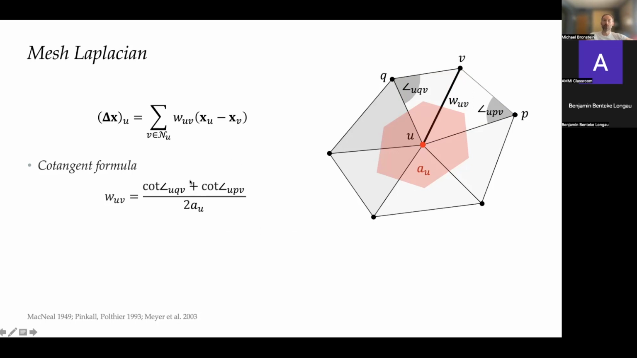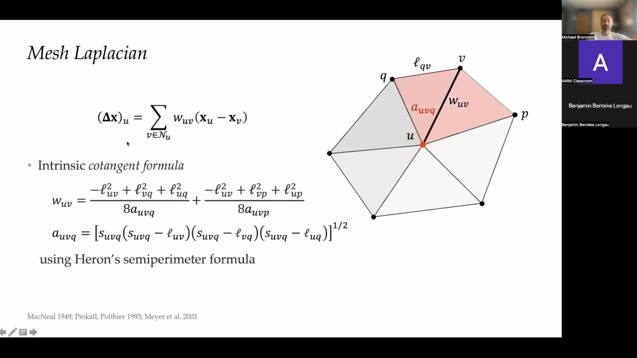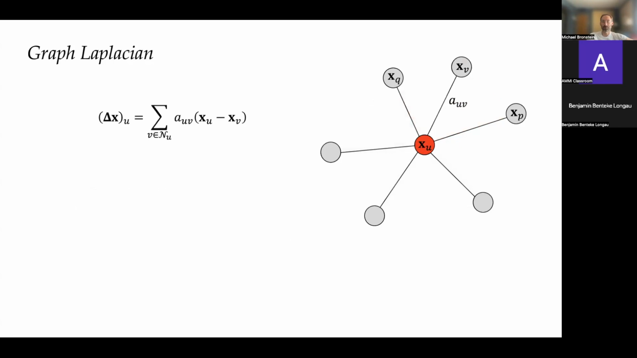Now it's not obvious from here that it's intrinsic, but you can rewrite it in this way. You can express the coefficients using the length of the edges, and you can also express the areas of the triangles using Heron's semi-perimeter formula. So the bottom line is, this is all expressible in terms of the discrete metric, the edge length, and therefore intrinsic.